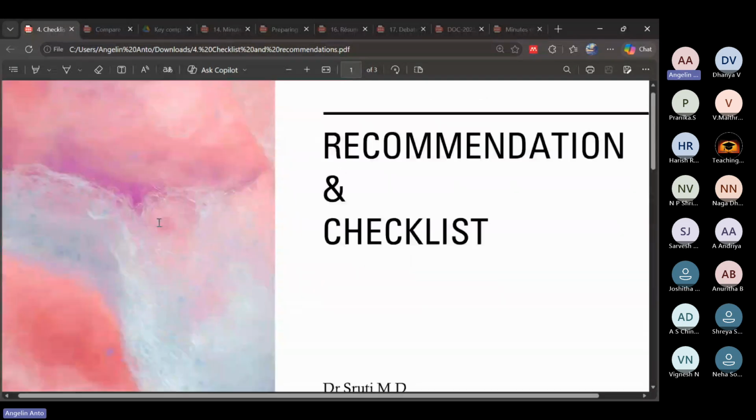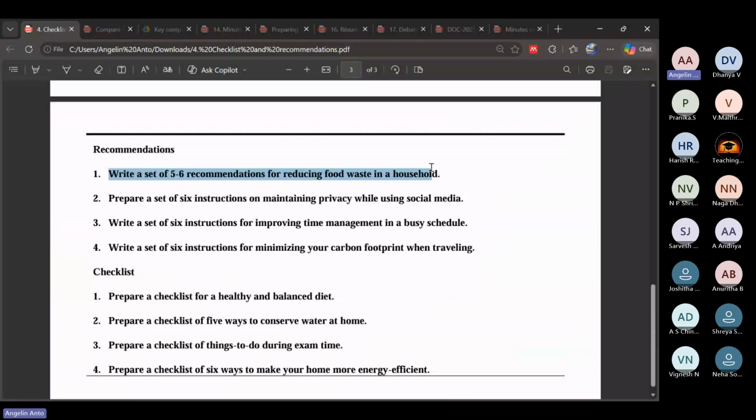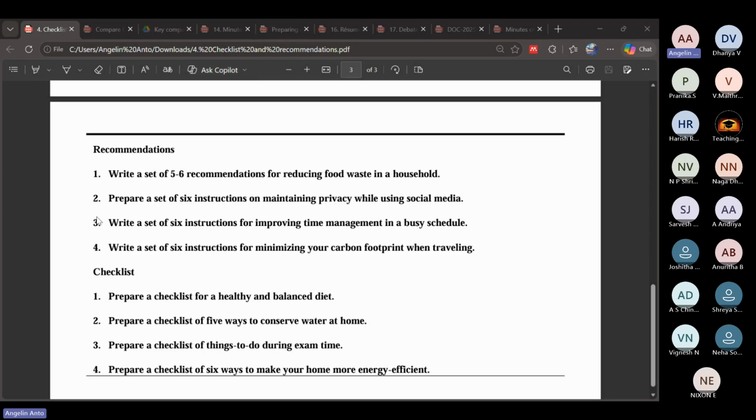But yeah, any doubts between recommendation and checklist? Just remember, recommendations are full sentences, and checklists are you're checking if you've done it or not. Pretty intuitive. But any doubts here? Okay, then we can move on.